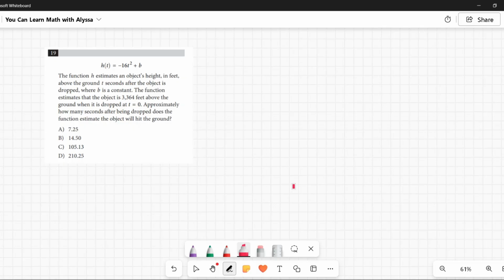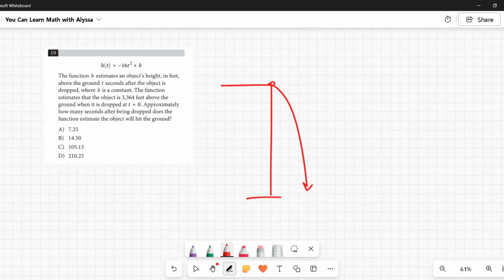Number 19, h of t equals negative 16t squared plus b. The function h estimates an object's height in feet above the ground t seconds after the object is dropped. All right, so it's not thrown in the air, it's just dropped. So someone is standing on this little ledge and it's going down, it's going to hit the ground.